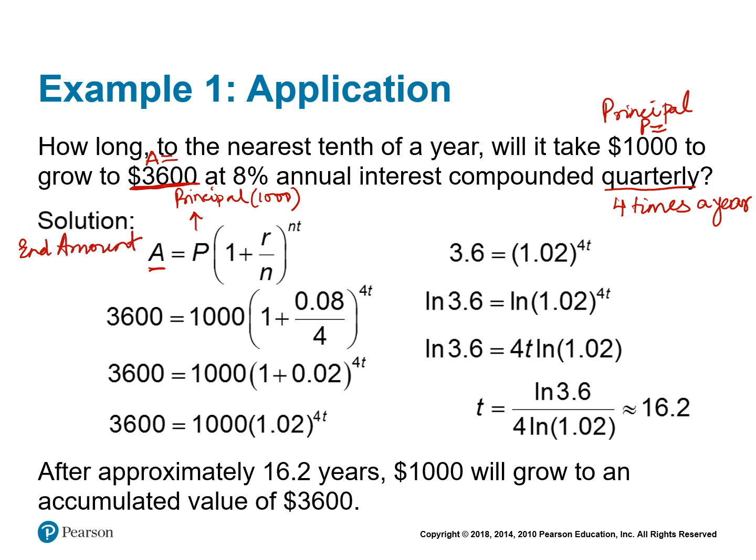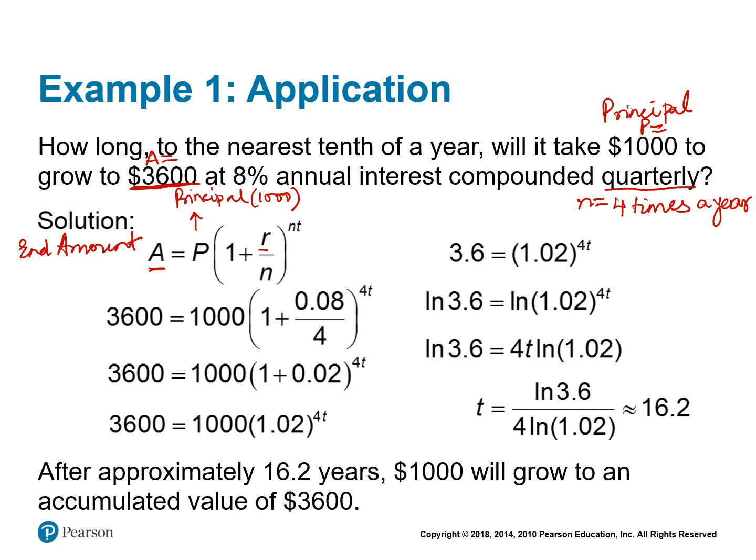Then within brackets we have R, which is the interest rate. The interest rate is 8%. We have to convert that to a decimal when we plug it into this equation. But for now, just understand R represents the interest rate. N is the number of times the interest is getting compounded. So N is going to be equal to 4.